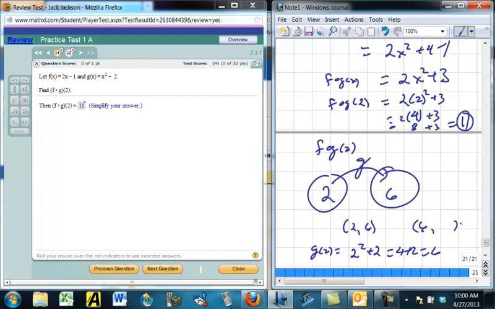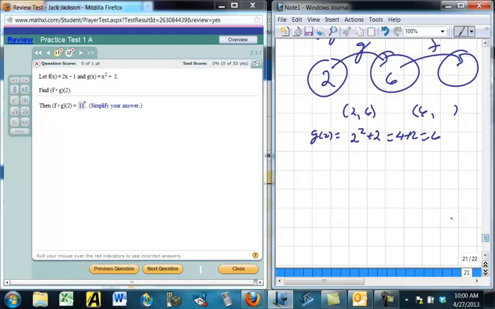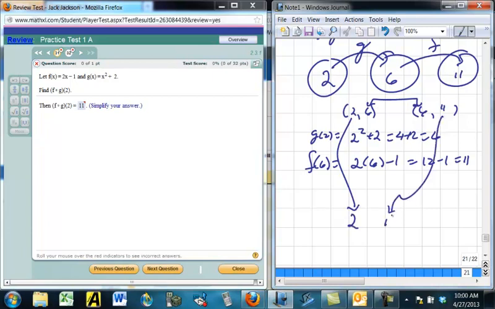So that 6 is the output the first time. The 6 becomes the input for the function f. So the output there is going to be f of 6. That's 2 times 6 minus 1, that's 12 minus 1, which is 11. So ultimately, of course, these will be the same. The output for the first one is the input for the second. Finally, we started with an input of 2 and we ended with an output of 11. So the function that takes you from 2 to 11 is f compose g.